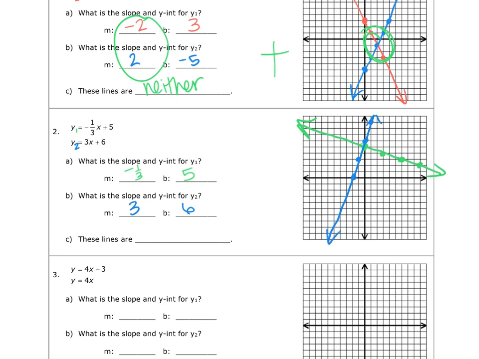And these lines, their slopes are completely the opposite. They also create 90-degree angles. So these lines are perpendicular.